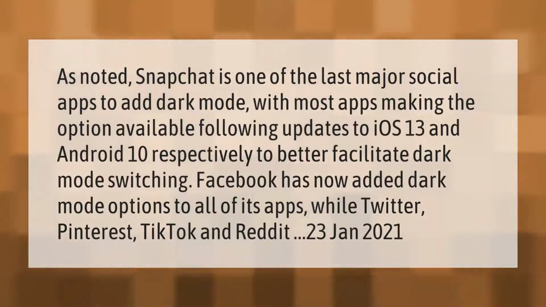As noted, Snapchat is one of the last major social apps to add dark mode, with most apps making the option available following updates to iOS 13 and Android 10 respectively to better facilitate dark mode switching. Facebook has now added dark mode options to all of its apps, while Twitter, Pinterest, TikTok and Reddit have too. 23rd of January 2021.